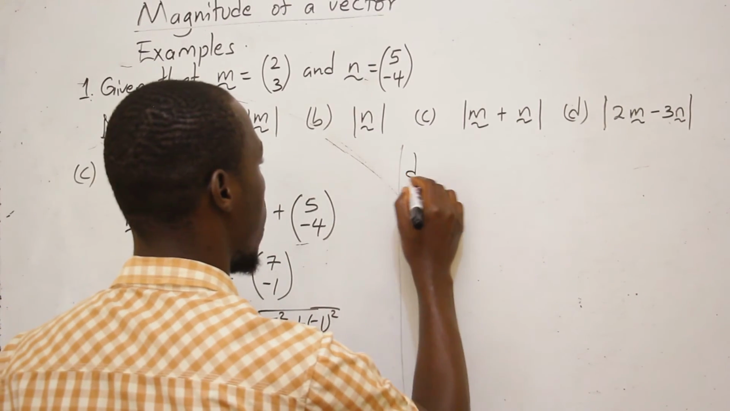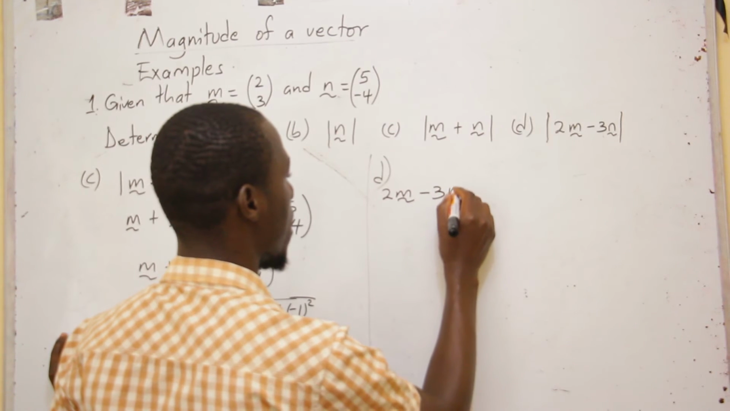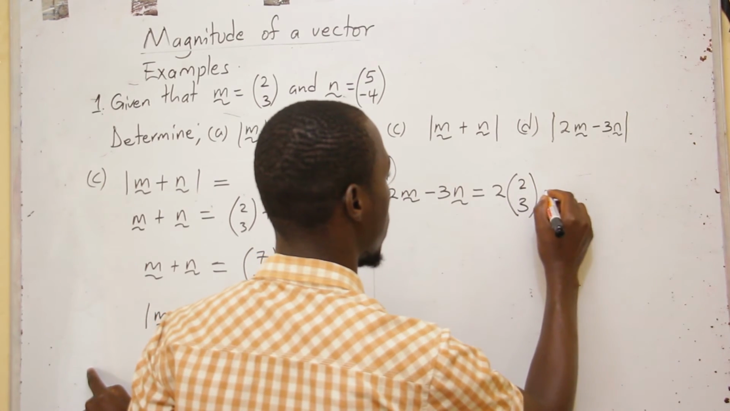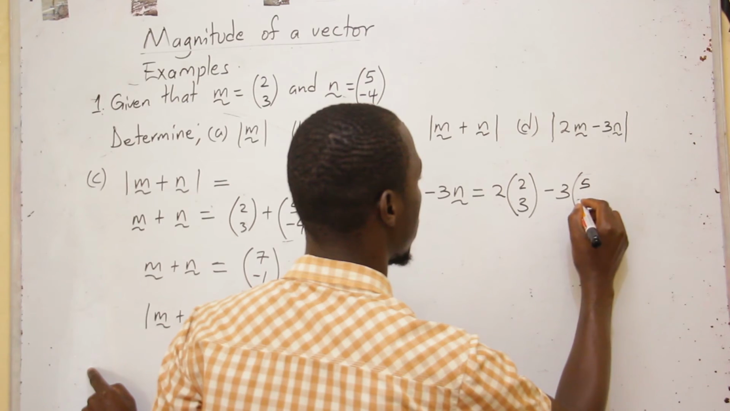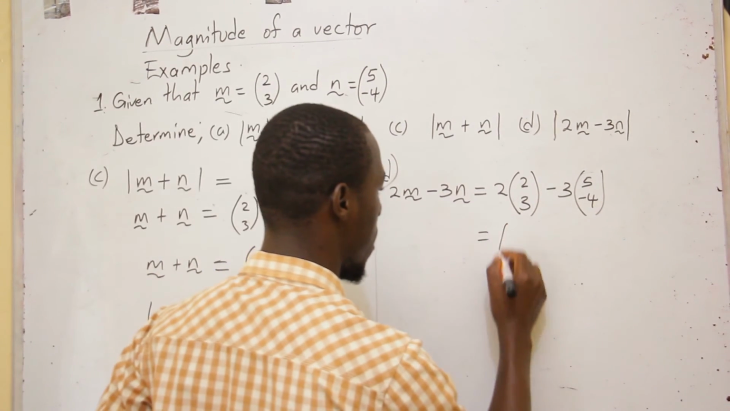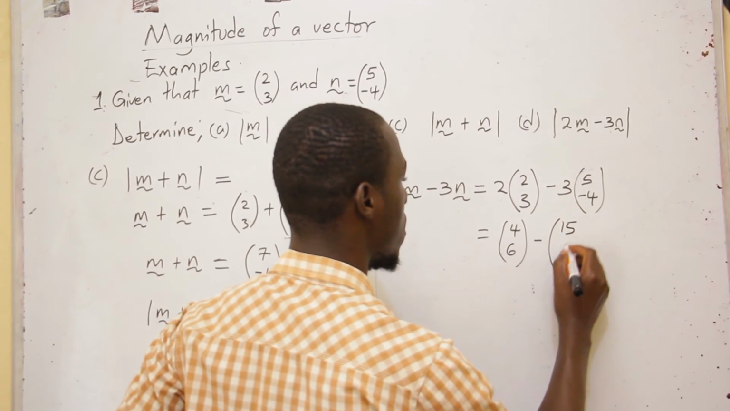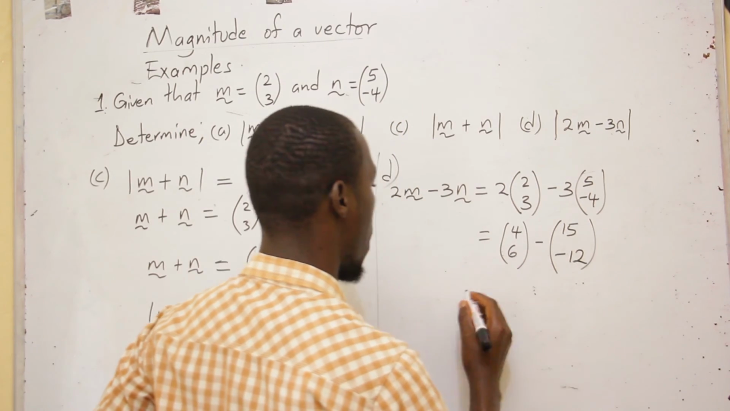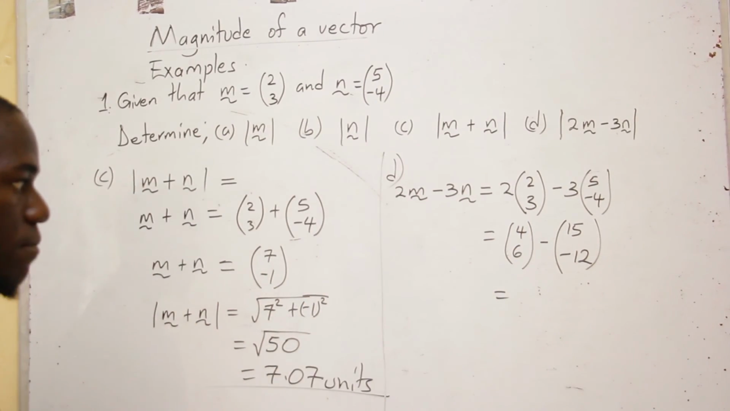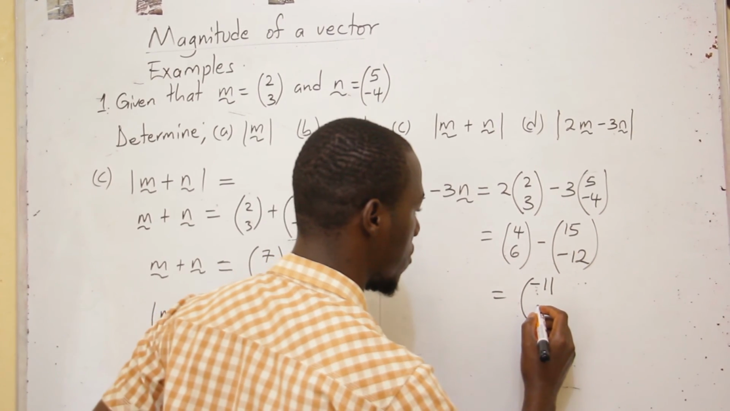Part D, I'm going to also first get what is there, that is the 2m minus the 3n. So that is 2 vector m, which is (2, 3), then minus 3 (5, negative 4). When I multiply, those are scalars, multiplying them there, that's going to be (4, 6). This one here, when we multiply, that's going to be (15, negative 12). So when I subtract them, I'm going to get negative 11, then here, I'm going to get positive 18.